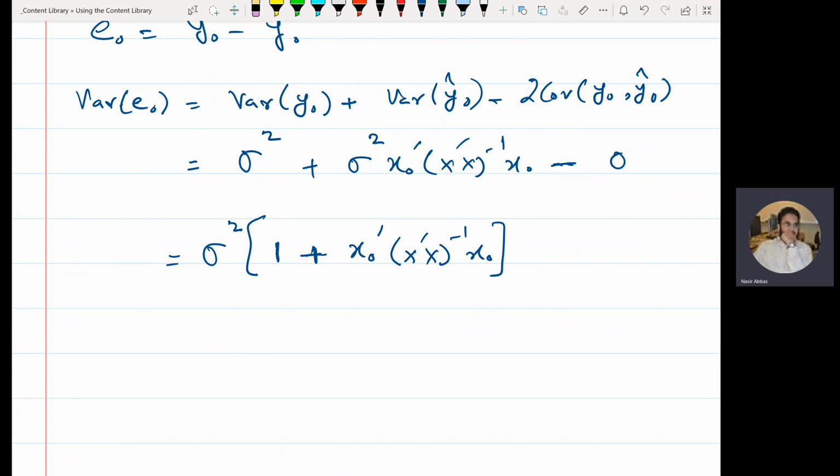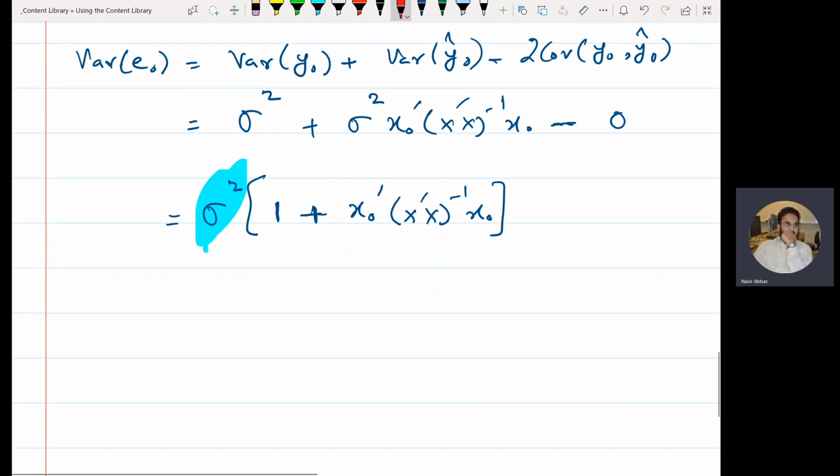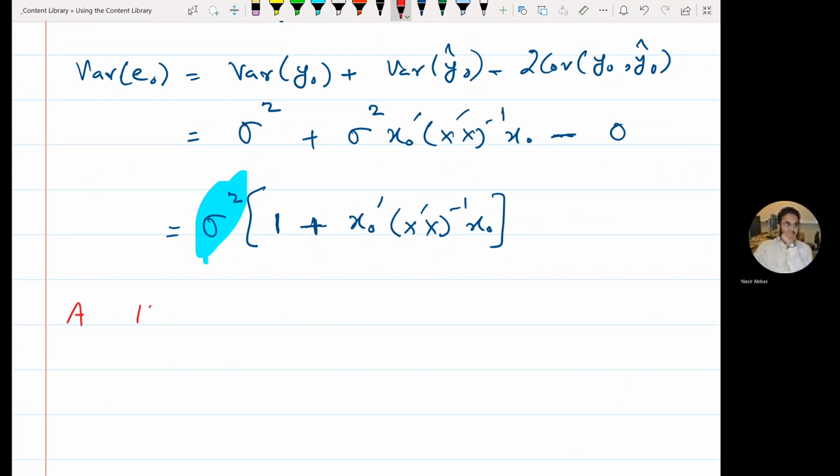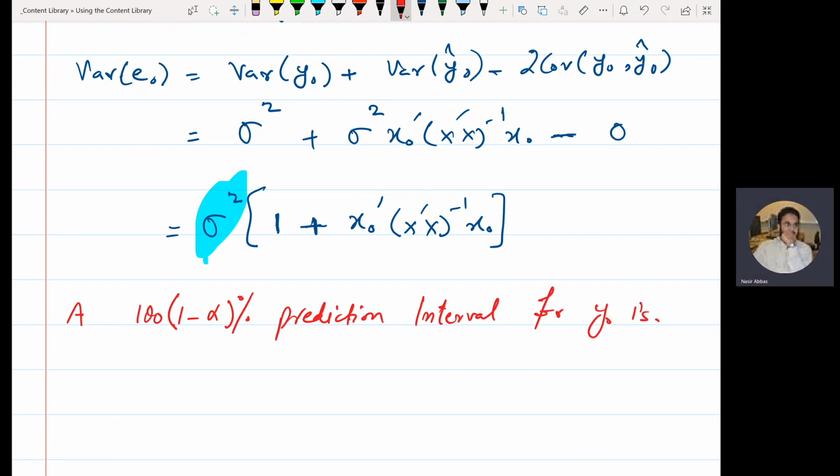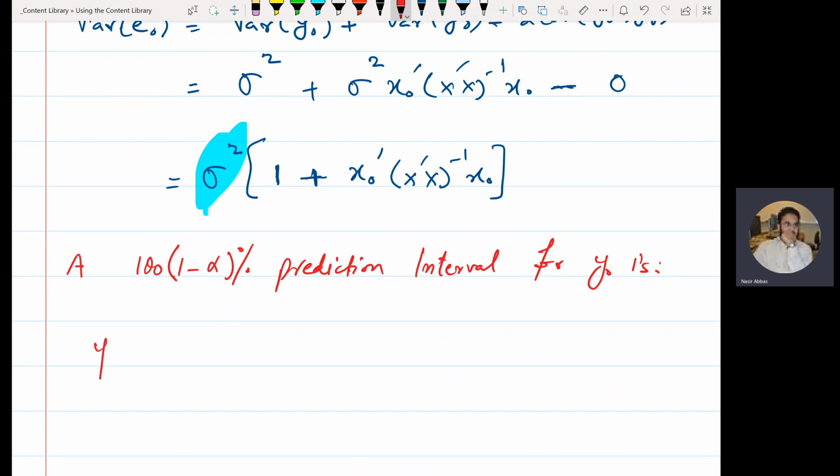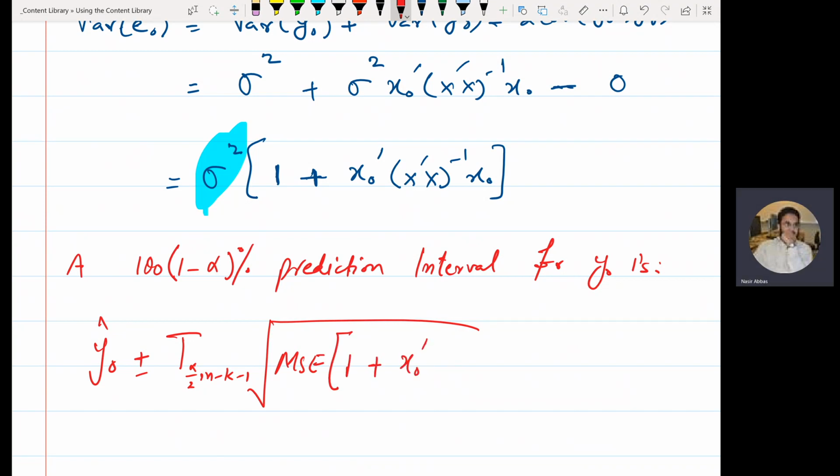So what's the problem here again? This is the problem. So we replace this by MSE and the resulting prediction interval is y naught hat plus minus t alpha by 2 with n minus k minus 1 degrees of freedom, square root of MSE into 1 plus x naught prime (X prime X) inverse x naught.